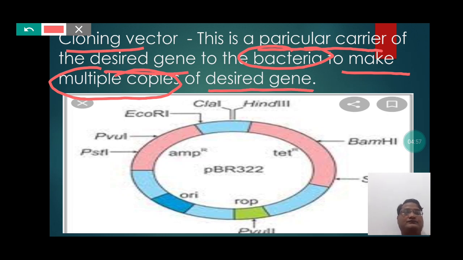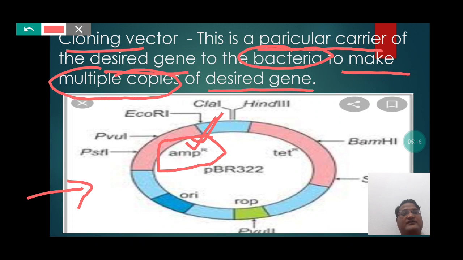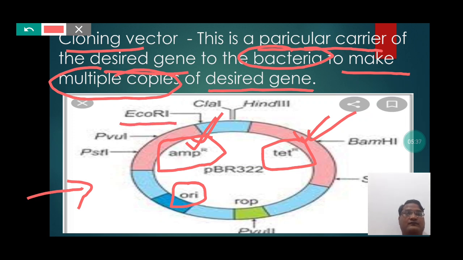Students, here if you concentrate on this picture, then you will be able to notice that there are specific locations of the genes which are resistant to the antibiotic, like ampicillin resistance, tetracycline resistance, the ORI gene, which is the origin of replication gene, and moreover the ECO-RI gene, HIND3, where HIND3 represents the Haemophilus bacteria.